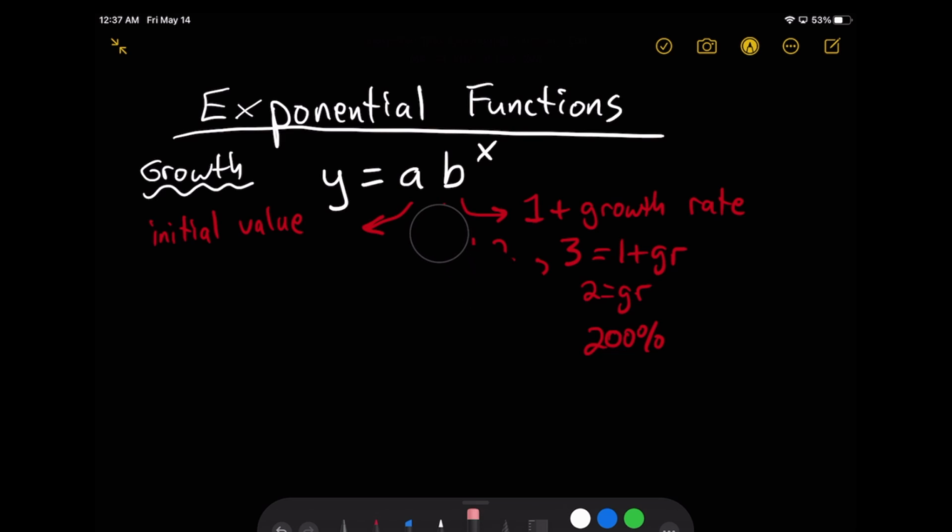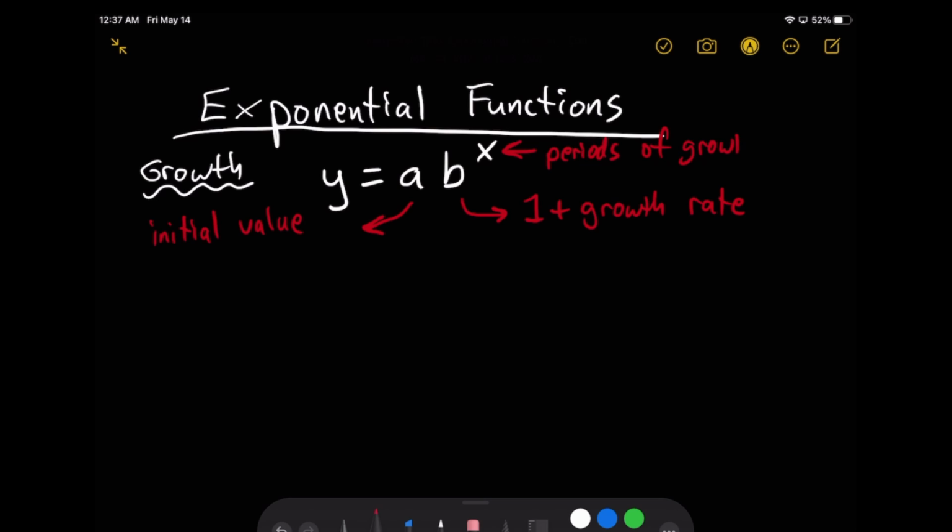So let's erase our extra stuff here and just try to keep our note nice and tidy. So 1 plus the growth rate, and then my x value here. Sometimes we use the letter t instead, and that indicates how many growth periods have elapsed. So periods of growth. So if I calculate the interest every month, it's how many months. If my bacteria population is tripling or doubling or whatever every hour, that's my number of hours, and so on.